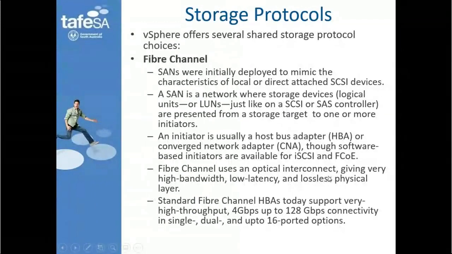Fiber channel uses the optical interconnect, so fiber optics, giving a very high bandwidth, low latency, and lossless physical layer. Lossless, like I said, means it's not susceptible to interference. It's not expecting any losses. Standard fiber channels can support very high throughput, 4 gigabits per second up to 128 gigabits per second, and the newer ones might just increase. So this is just a guide, not an absolute definition.